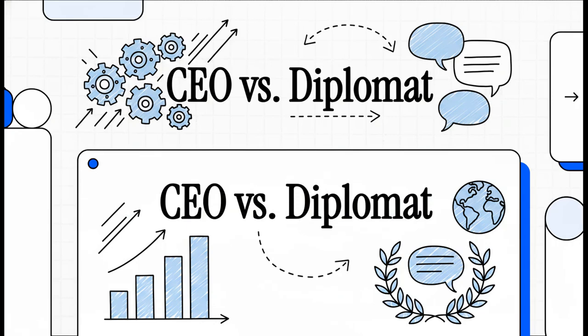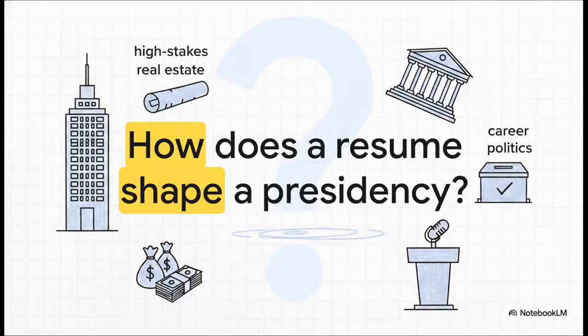Let's just jump right into it. Today, in this explainer, we're taking a completely objective look at two vastly different blueprints for running the United States. On one hand, you have the transactional CEO, and on the other, the consensus-building career politician. We're going to dig straight into our curated sources to see exactly how these two totally distinct backgrounds literally shape a presidency. I mean, think about it.